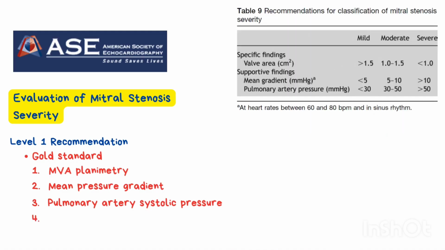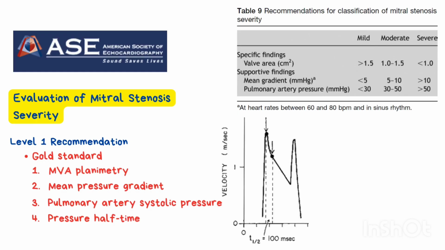And finally, there's pressure half-time. This measures how long it takes for the transmitral gradient to fall by half. From there, we can estimate the mitral valve area using a simple formula, MVA equals 220 divided by PHT. It's especially helpful when planimetry isn't possible.